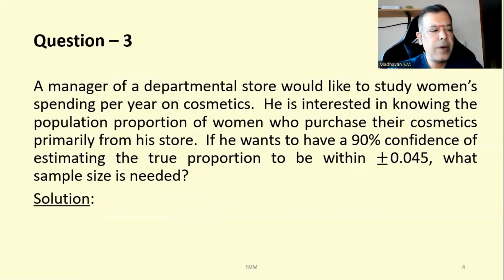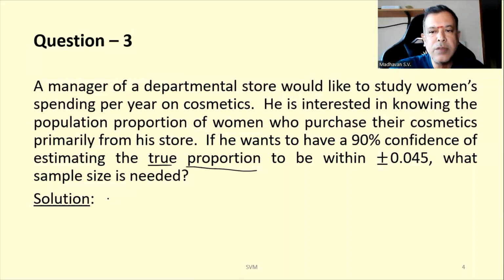A manager of a departmental store would like to study women's spending per year on cosmetics. He is interested in knowing the population proportion of women who purchase their cosmetics primarily from his store. If he wants to have a 90% confidence of estimating the true proportion, this is also a problem related to population proportion. But here the p-value and q-value are not being given.